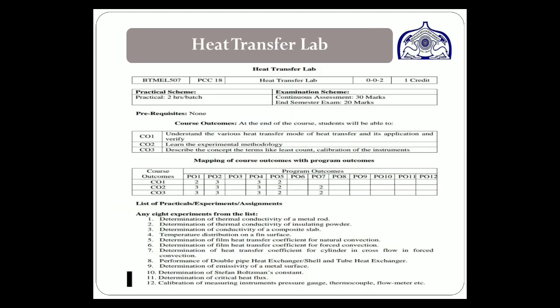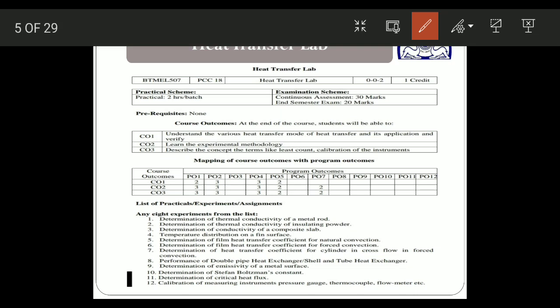Now in experiments, what we have to do? There are different experiments that we have to perform. These are as follows. First, determination of thermal conductivity of metal rod. Any one metal rod will be given to you, and you have to find the thermal conductivity of that particular given metal rod. After that, determination of thermal conductivity of the insulating powder. Any unknown insulating powder will be given, and we have to find out the thermal conductivity by using experiment. Third, determination of thermal conductivity of a composite slab.